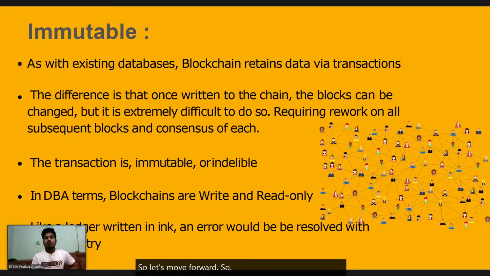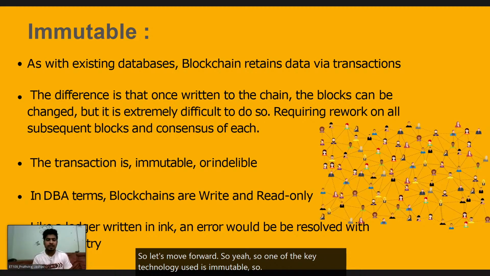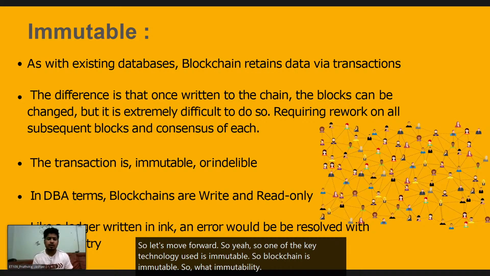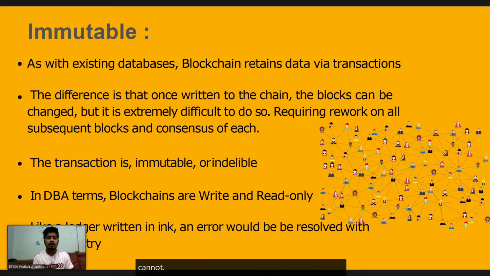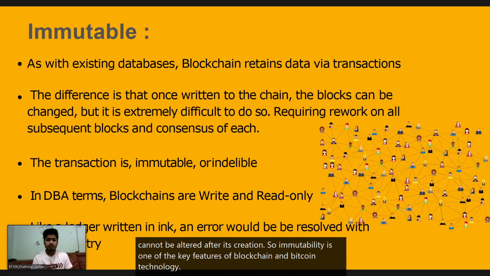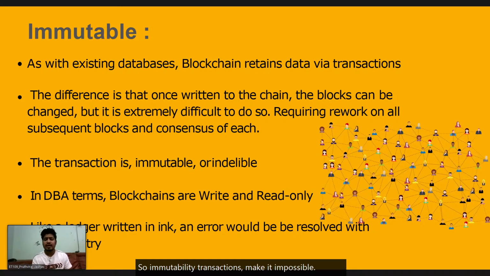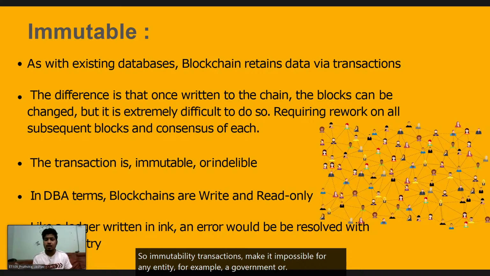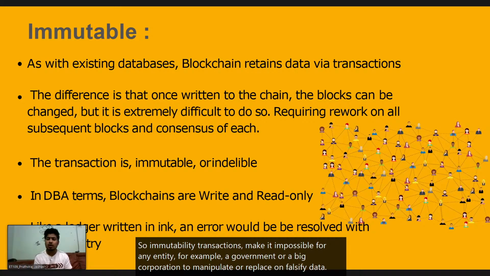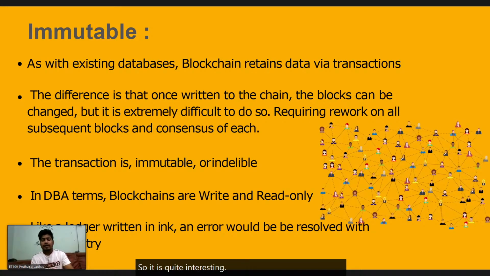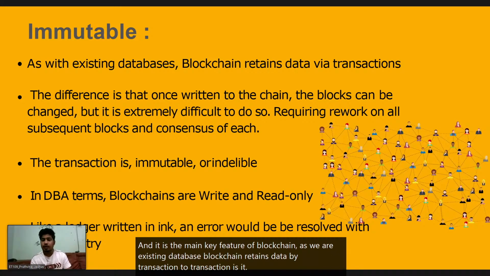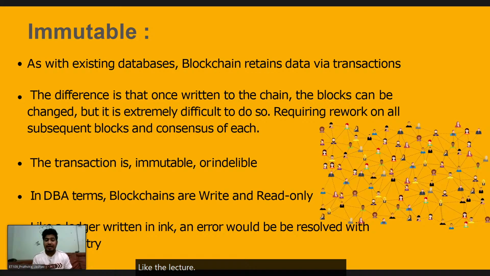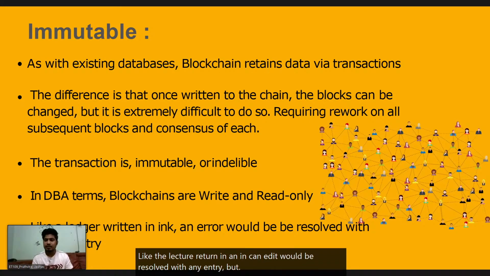So let's move forward. One of the key technologies used is immutability. So blockchain is immutable. What does immutability mean? Immutability means unchangeability. In computer science, an immutable object is an object whose state cannot be altered after its creation. Immutability is one of the key features of blockchain and Bitcoin technology. Immutable transactions make it impossible for any entity, for example a government or a big corporation, to manipulate, replace, or falsify data stored on a network. It is quite interesting, and it is the main key feature of blockchain. Unlike existing databases, blockchain retains data via transactions. A transaction is immutable. Like a ledger written in ink, an error cannot be resolved by editing an entry, because immutability is something that can't be changed.